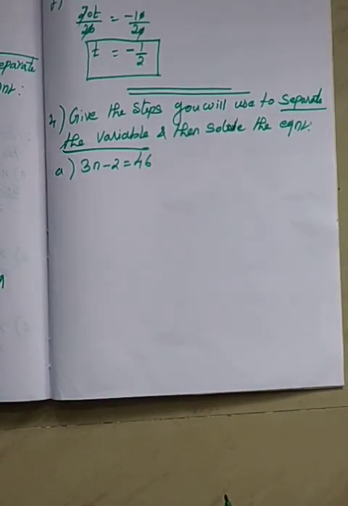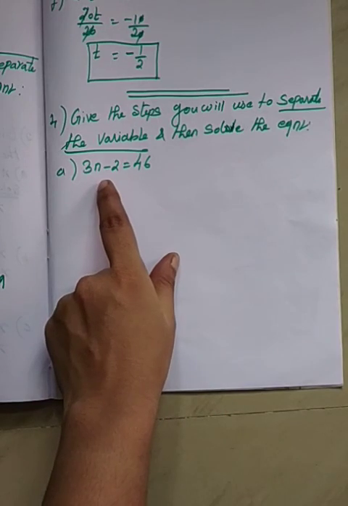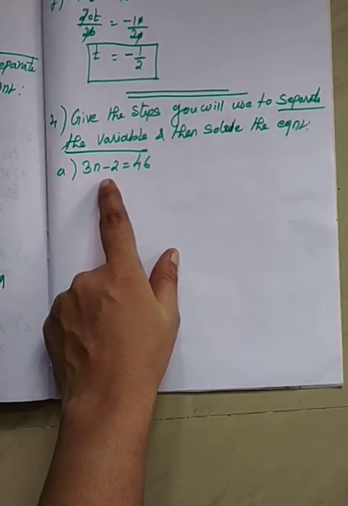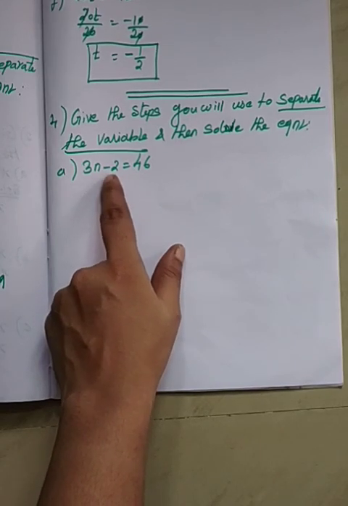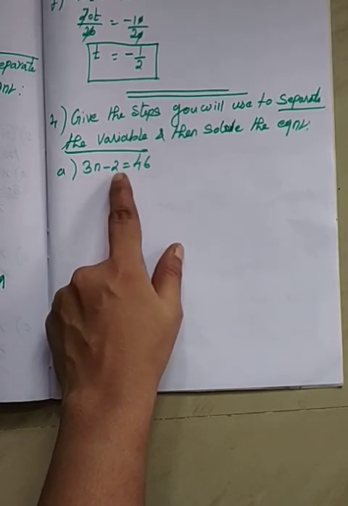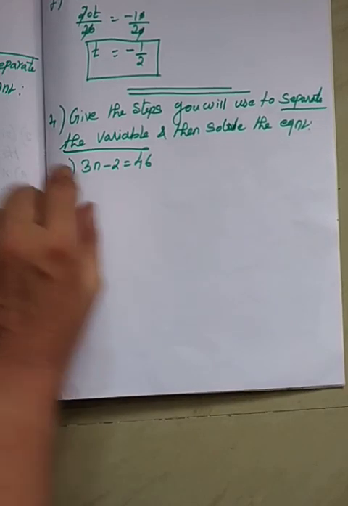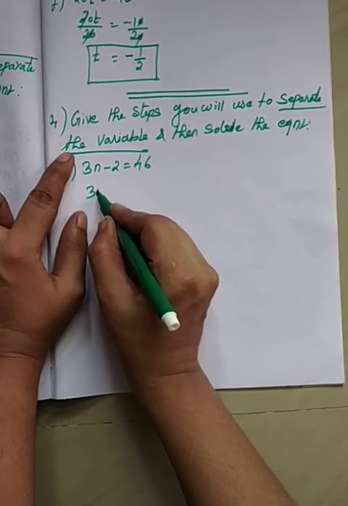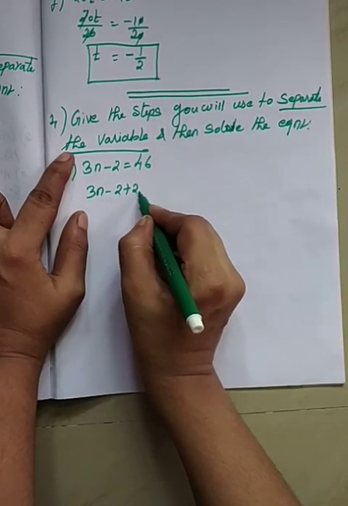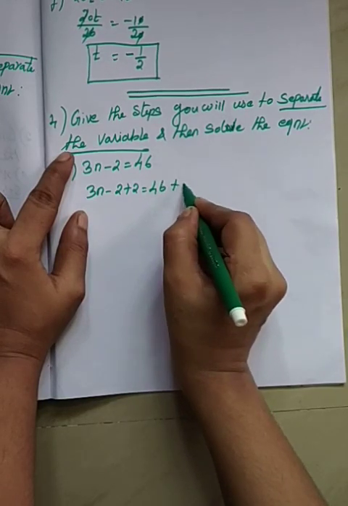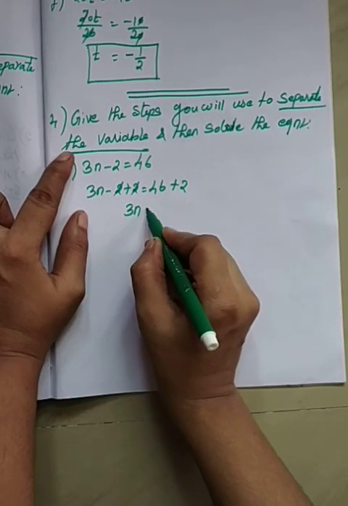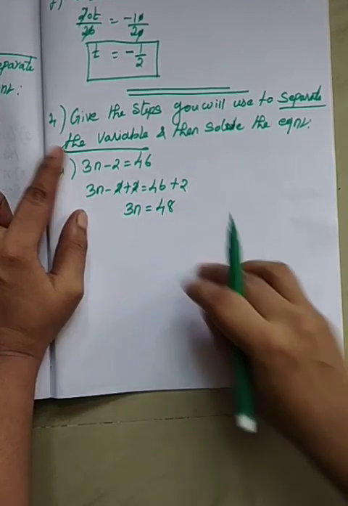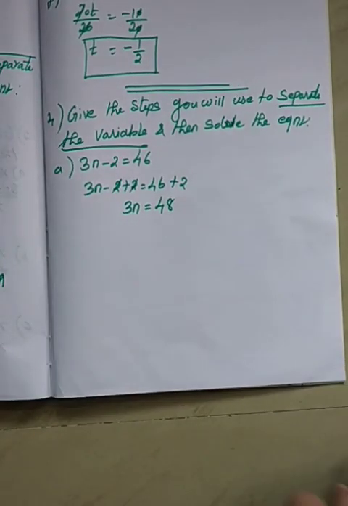First we have to add 2 to both sides of the given equation because of the minus 2. So first you have to remove this minus 2, means you have to add plus 2 on both sides. So you will get 3n minus 2 plus 2 equal to 46 plus 2. Here minus 2 plus 2 cancel. So you will get 3n is equal to 46 plus 2, which is 48.